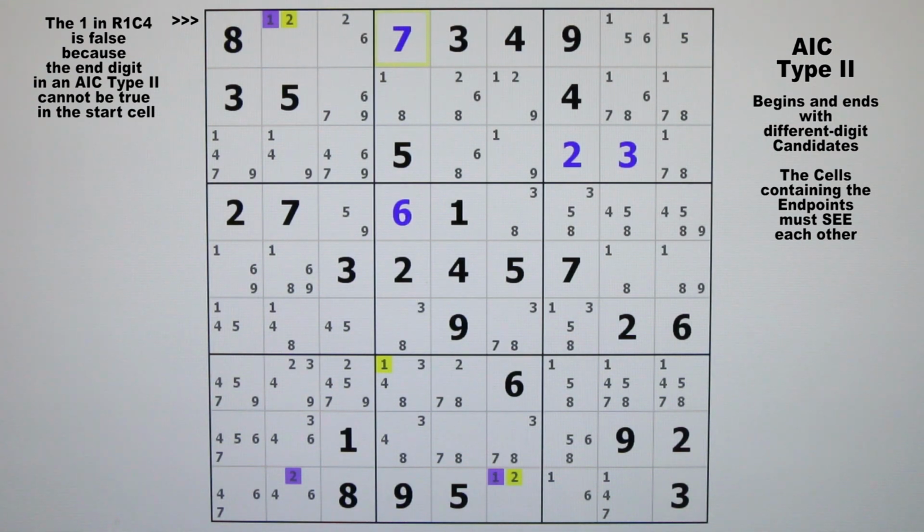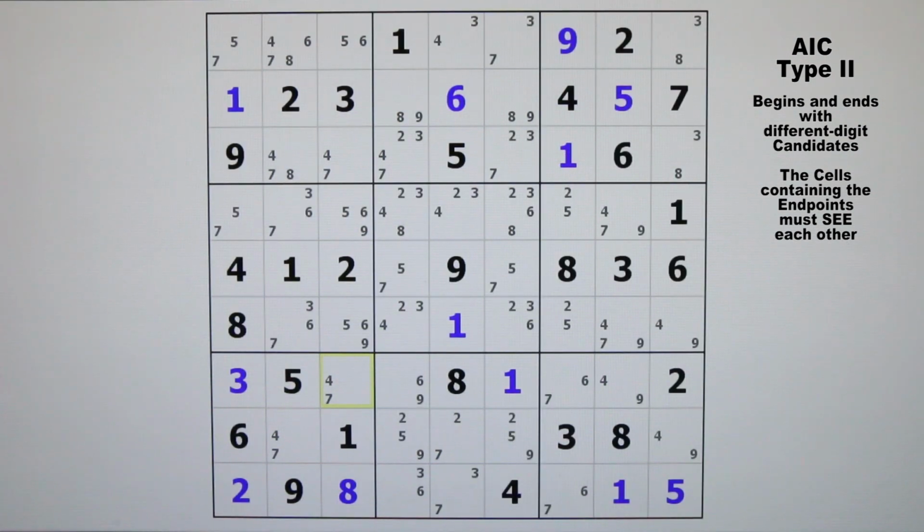Okay, and so what that tells us, like before, let's go back. When you have an AIC type 2, the start digit cannot be true in the end cell, and the end digit cannot be true in the start cell. So the 7, which is the starting digit, cannot be true in the end cell, and the 1 cannot be true in the beginning cell. And so that's how you do it. And so you don't have to think of this proof that I just explained every time. All you have to do is remember that when you have the AIC type 2, you can eliminate the start digit from the end cell, and you can eliminate the end digit from the start cell. Okay, let's look at one more example.